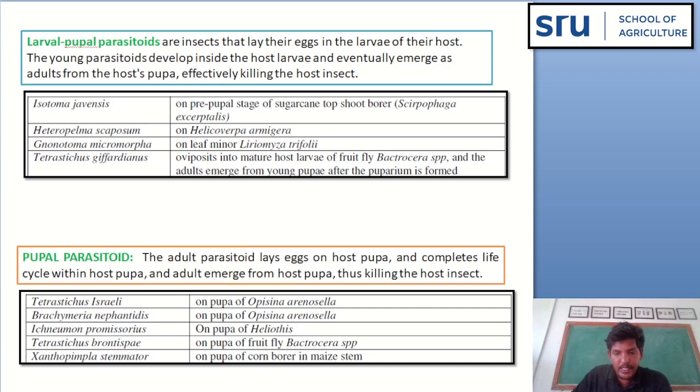Tetrastichus israeli, and pupa of Opisina arenosella, Brachymeria nephantidis, and pupa of Opisina arenosella, Echinomyia, Promecotheca, and pupa of Heliothis, Tetrastichus, Brontispa, and pupa of fruit fly Bactrocera species, Xanthopimpla stemmator, and pupa of corn borer in maize stem borer.